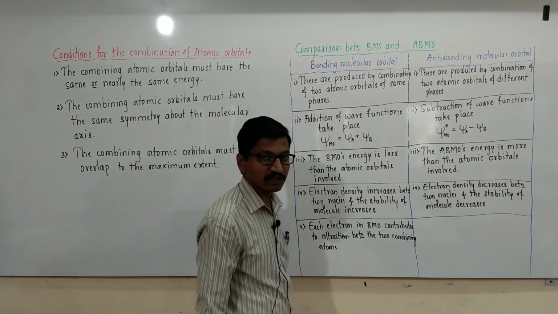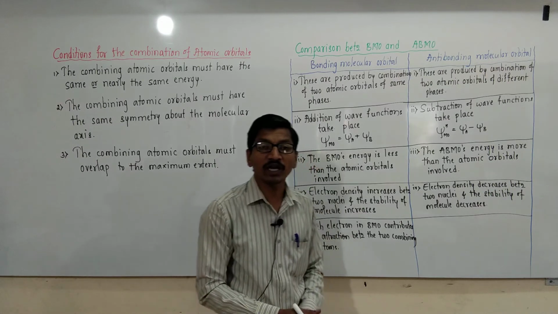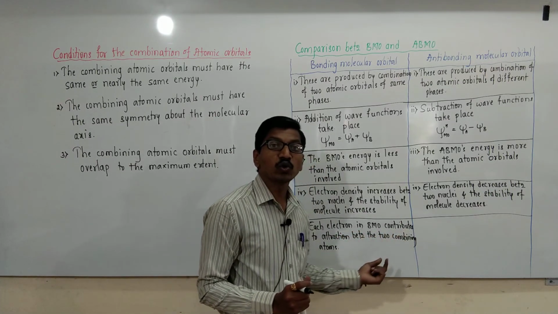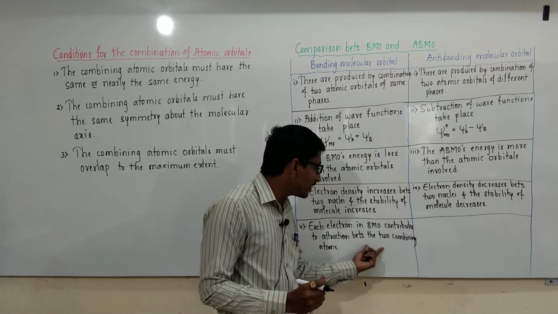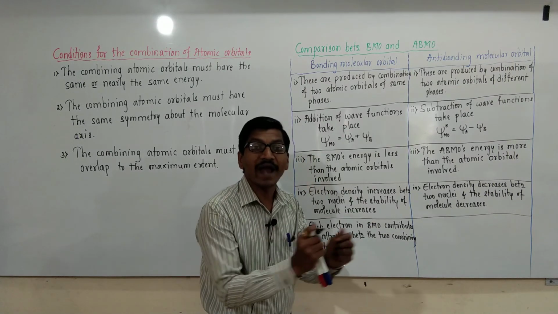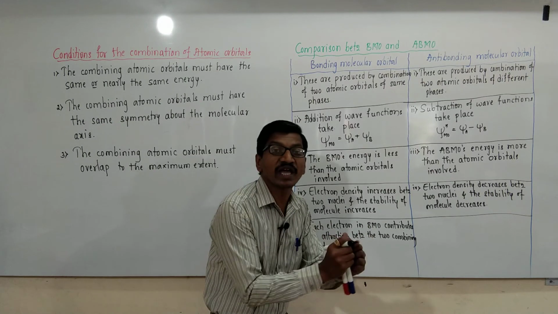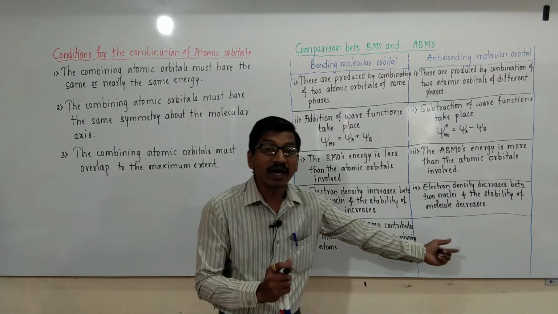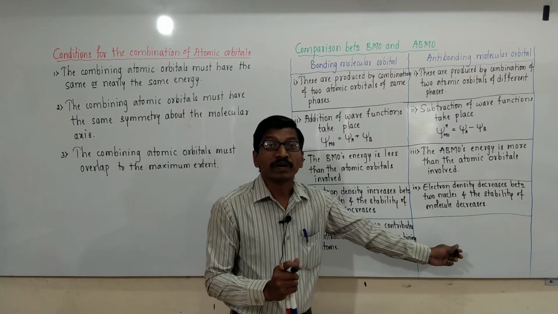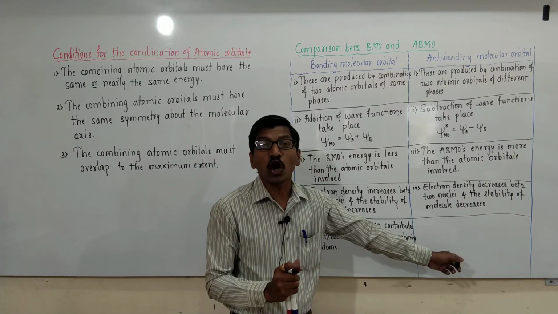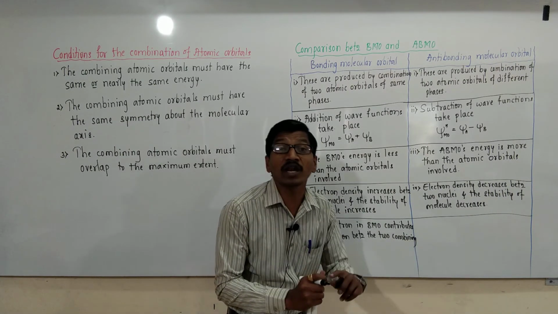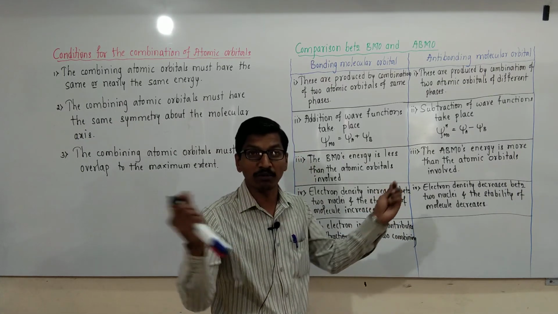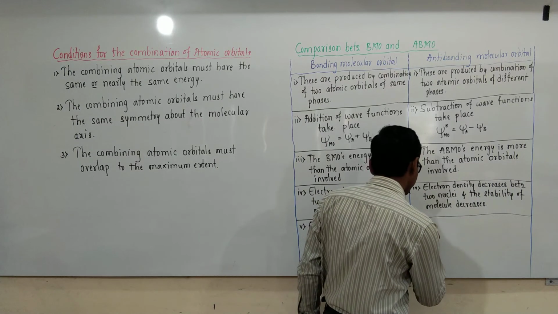In bonding molecular orbital, each electron contributes to attraction between the two combining atoms. The two atoms combine due to attraction, where electrons are present in bonding molecular orbital. But each electron present in anti-bonding molecular orbital contributes to repulsion between two combining atoms. They get repelled.